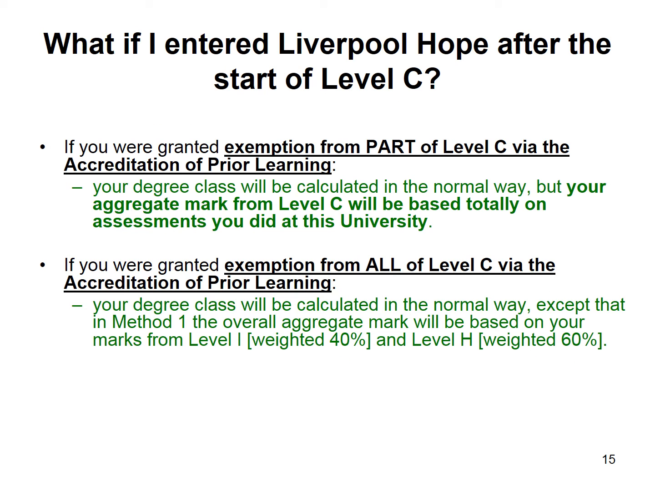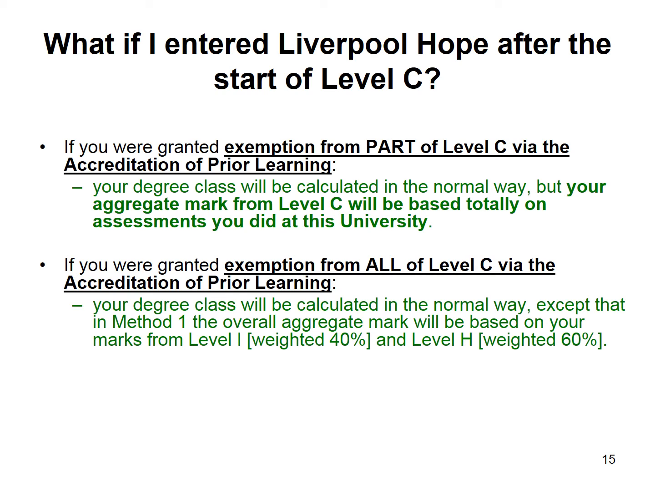You may have, however, a few questions. One question you may have is, well, what if you entered Liverpool Hope after the start of level C? What would we do then with method 1? Well, if you were granted exemption from part of level C, then basically we would proceed in the normal way. But when we calculate your aggregate mark from level C for method 1, we'll base that totally on assessments you did at this university. On the other hand, if you were granted exemption from all of level C, then clearly there are no level C marks to be taken into account.